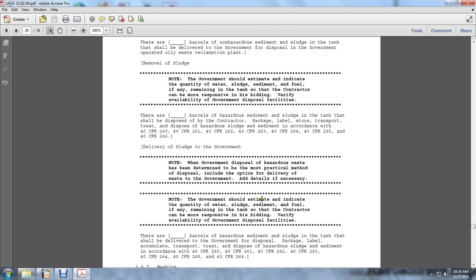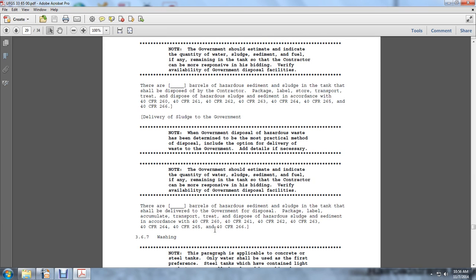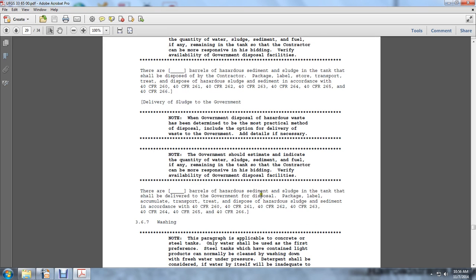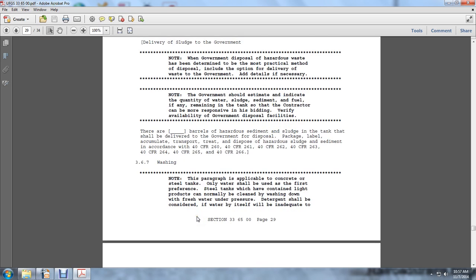Note, the government shall estimate and indicate the quantity of water, sludge, sediment, and fuel remaining in the tank, and the contractor shall be responsible for it in his bidding, including the availability of government disposal facilities. The blank barrels of hazardous sediment and sludge in the tank shall be delivered to the government disposal, and the contractor shall package, label, accumulate, transport, treat, and dispose of hazardous sludge and sediment in accordance with Title 40 Code of Federal Regulations Parts 260, 261, 262, 263, 264, 265, and 266.